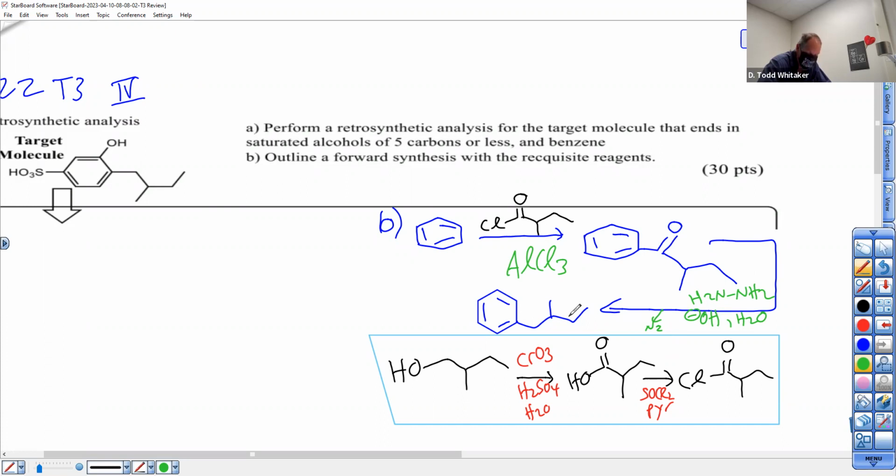This is what kind of a director? Ortho-para, which being major? Para. Look at your target, which group's para? Now put it on. SO3H is para. H2SO4 in heat's going to get it on there for you. And here you go. Won't be such a pretty hexagon this time. And now you got your SO3H on the para position.